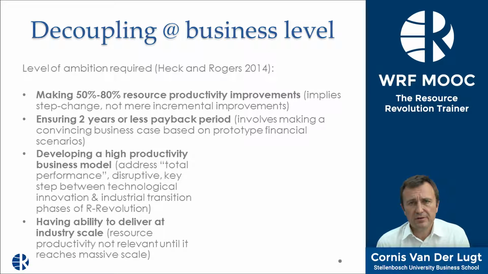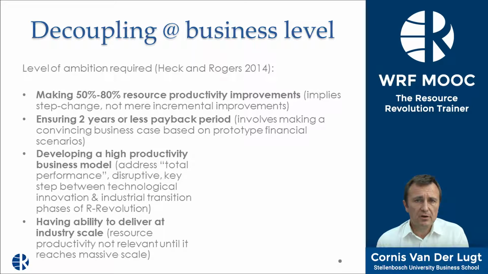The fifth characteristic of a winning solution, or a level of ambition signaled by the authors Heck and Rogers, is the need to develop a high productivity business model. Now, if you consider those stages of the resource revolution process, the high productivity business model follows the initial phase of technological innovation and precedes the subsequent phase of industrial transition.